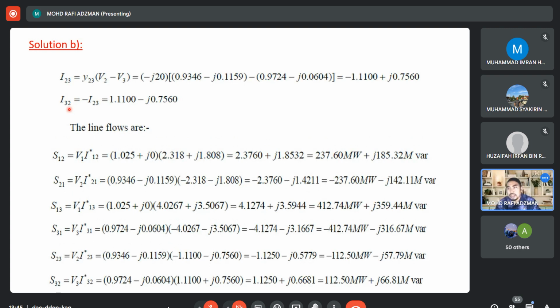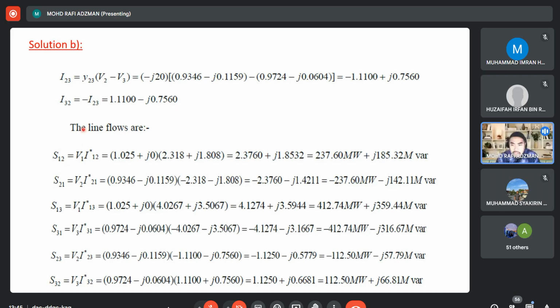Okay, done for currents. Once you get the current, you can find the S because S equals VI. For instance, S12, the line flow. S12 is V1 times current I12. Start with bus 1, so V1 times I12. You get the value in per unit. This in per unit, you multiply with your base value of 100 MVA, and you find the actual value.